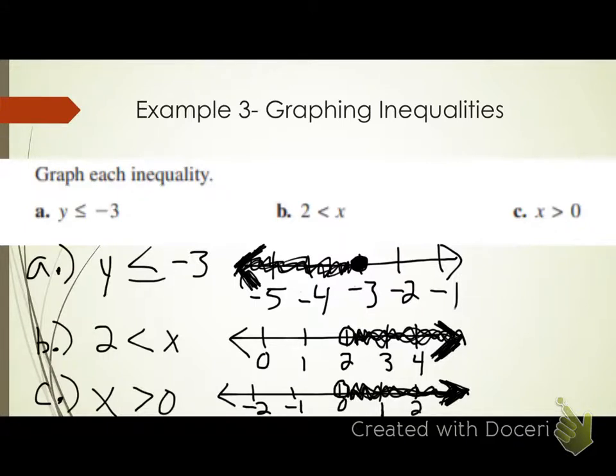Is negative 0.0000001 a solution? No. Is 0 a solution? No. It's got that open circle on it. It's not or equal to, so 0 is not a solution. Are we understanding what numbers are solutions, what numbers are not solutions? Okay, let's move on.